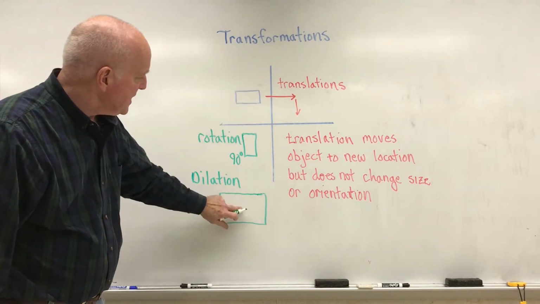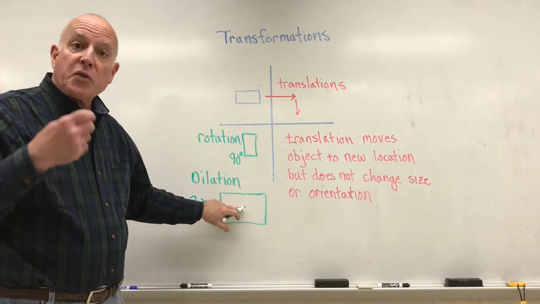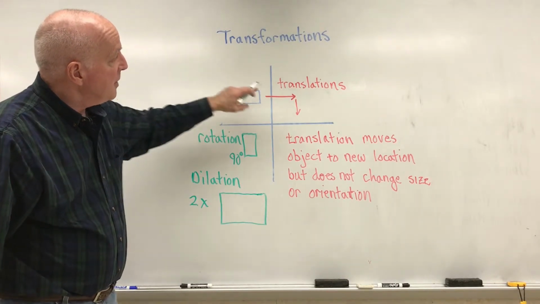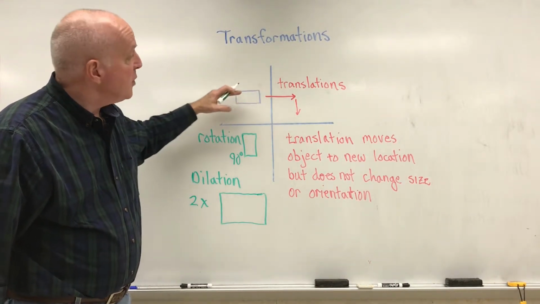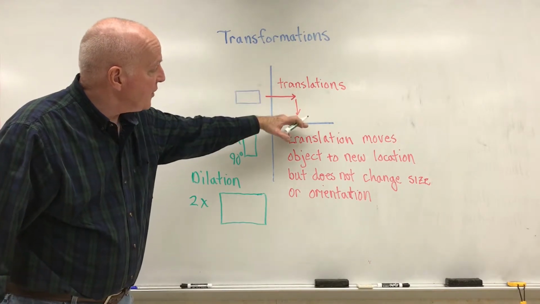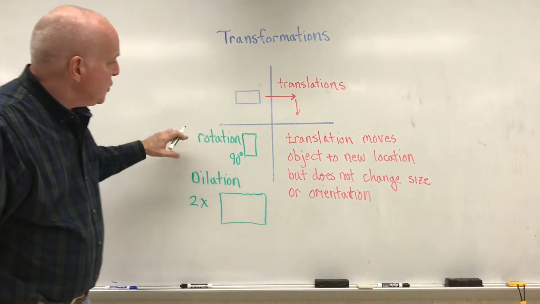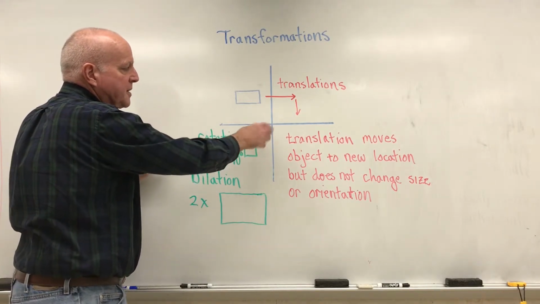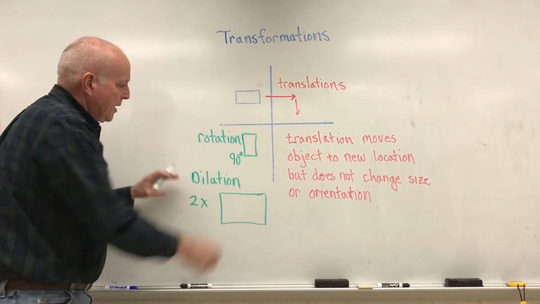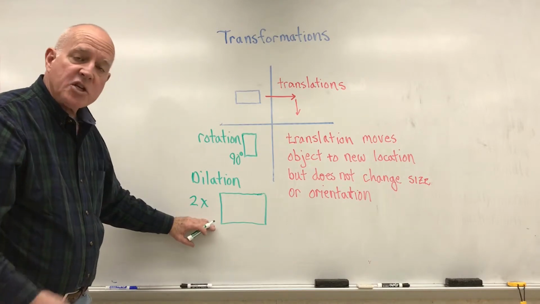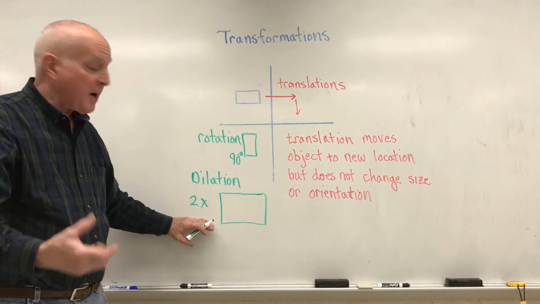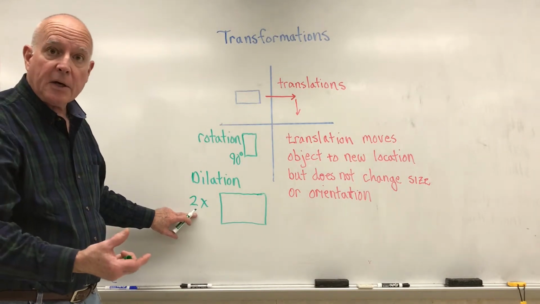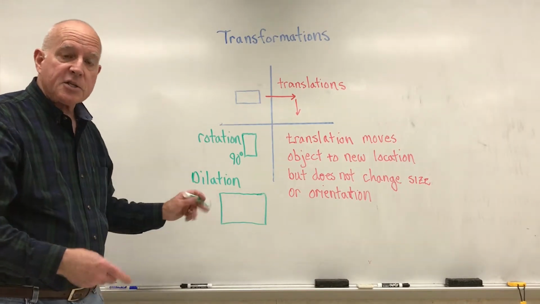So the 3 possible things that go on in a transformation is number 1, translation, where we're moving the placement of the object. Number 2, a rotation, where we're changing its orientation with respect to the X and Y axis. And number 3 is a dilation, where we're changing its size by some dilation factor, which can be a multiple, making it bigger. It can be a fraction, making it smaller.